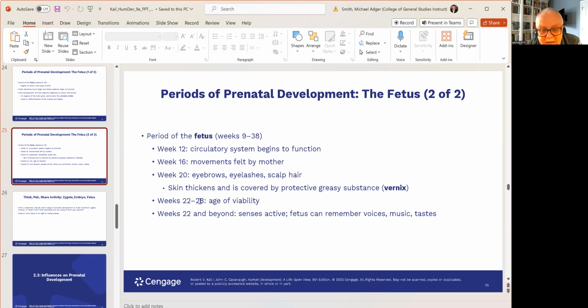Weeks 22 to 28, age of viability. At this stage, the baby really comes to life. And in week 22 and beyond, the senses are active. A baby can move. It goes through the grasping process, even reflexes. It will respond to light in the womb or to an intrusion. Sometimes the doctor will do an amniocentesis to check on things, and the baby will actually physically draw back from the needle. But that fetus can remember voices. It can remember music. It can remember taste.